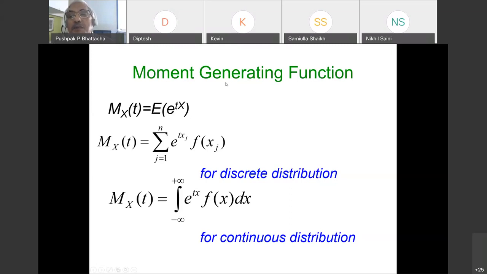So you're looking at the moment generating function slide, right? Can you please verify, somebody? You're looking at the slide? Yes, moment generating, yeah, okay.